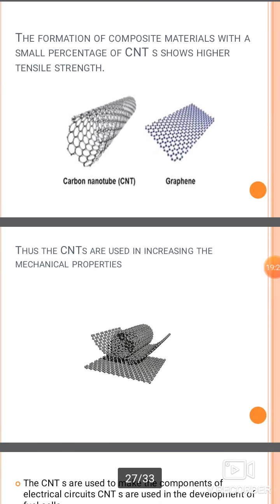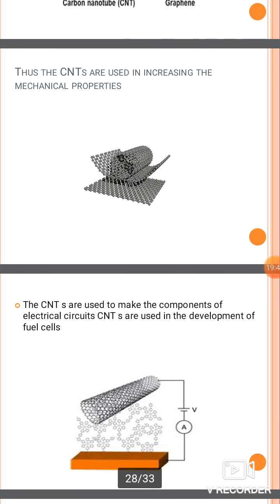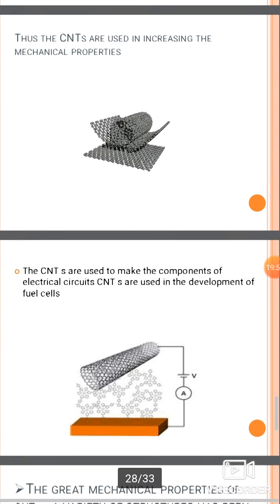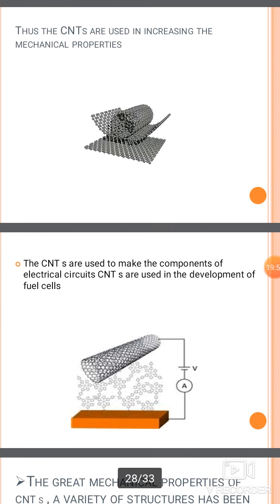The formation of composite materials with a small percentage of CNTs shows higher tensile strength, so there is too much flexibility. The graphene sheet is on the right-hand side, and rolled into it is a carbon nanotube on the left-hand side. Thus the CNTs are used in increasing the mechanical properties. Mechanical properties increased means high flexibility, tensile strength, yield strength, power, etc.